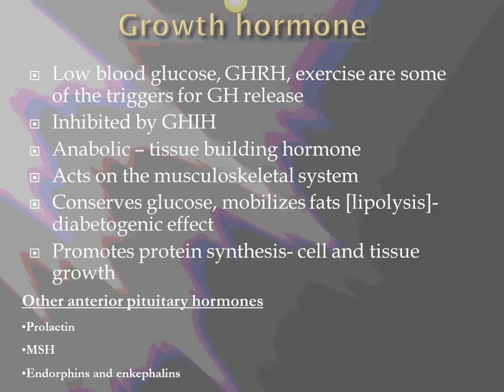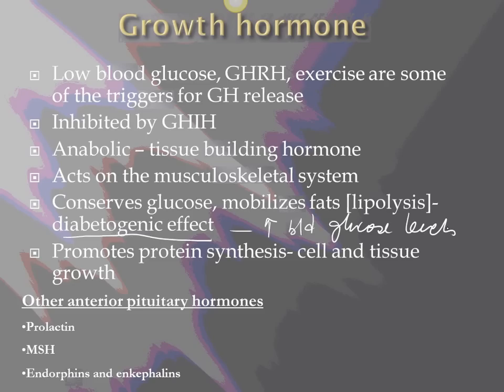It doesn't use glucose to produce ATP. What it does is everything to conserve glucose. Instead, it mobilizes fats. It breaks down fats, which is known as lipolysis. And from this breakdown of fats, ATP is produced. In fact, even from the breakdown of fats, sometimes glucose is produced. So that's why it is often said to have what is called a diabetogenic effect. That means it raises the blood glucose levels.